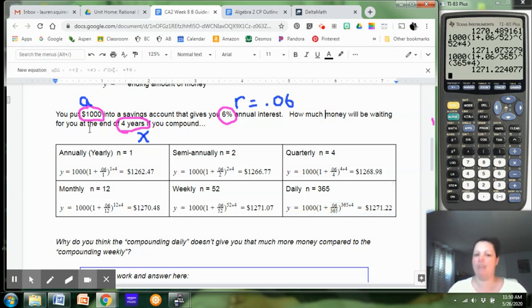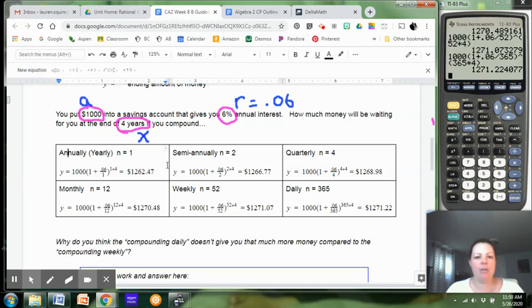So we take a look at all the different amounts that we ended up with. We started with the same amount of money of $1,000. We start with the same percent of 6%. We're still going for 4 years. But how we compound it actually changes the amount of money we're going to end up with. If we compound it just annually, just once, 6% at the end of each of the 4 years, we're going to end up with $1,262.